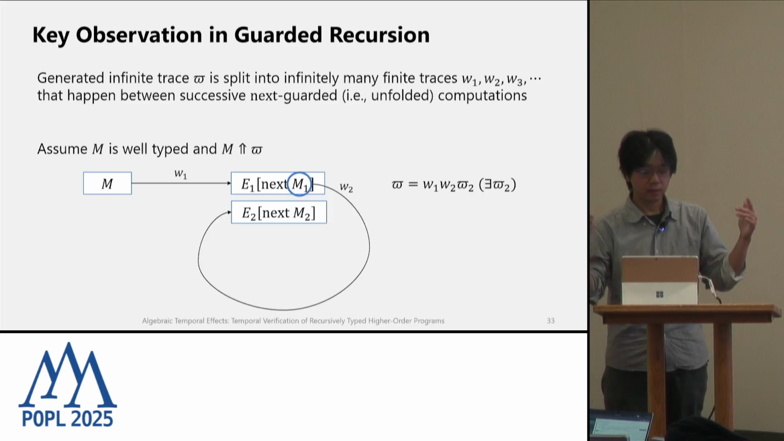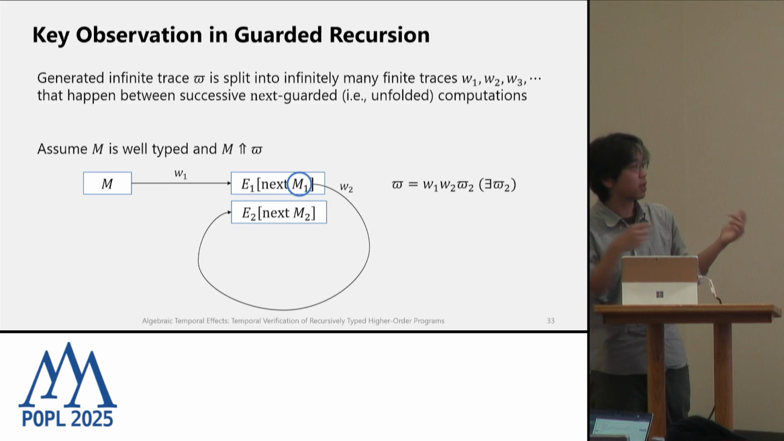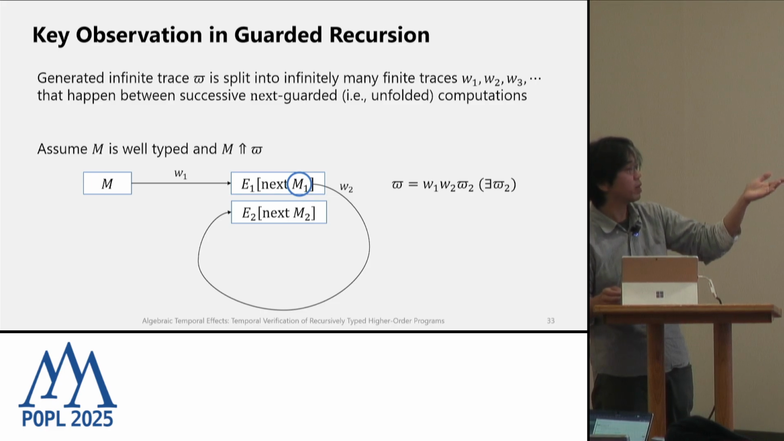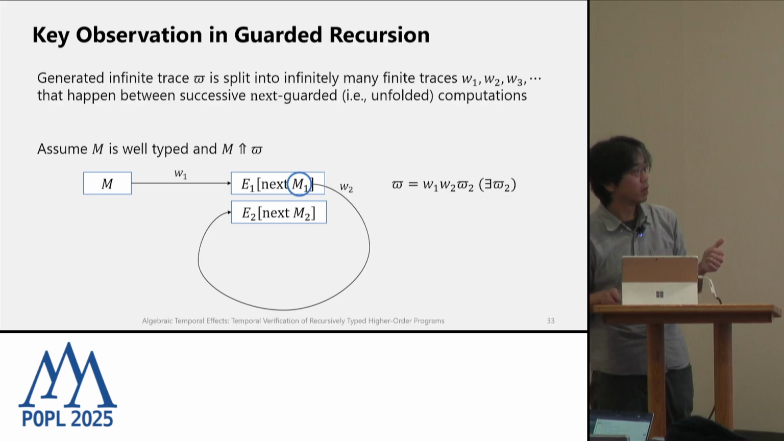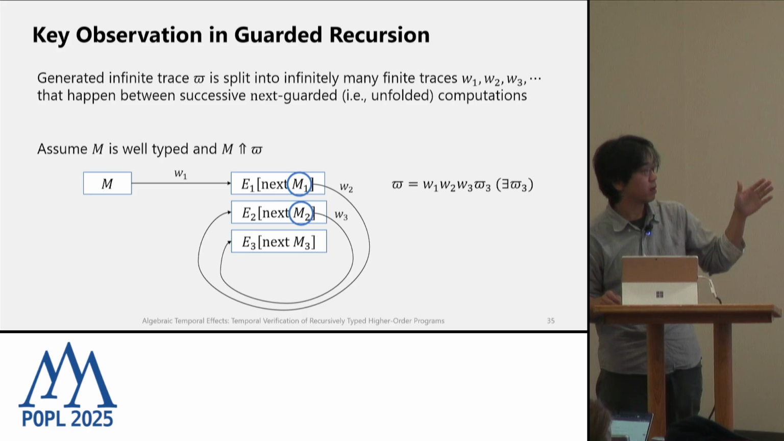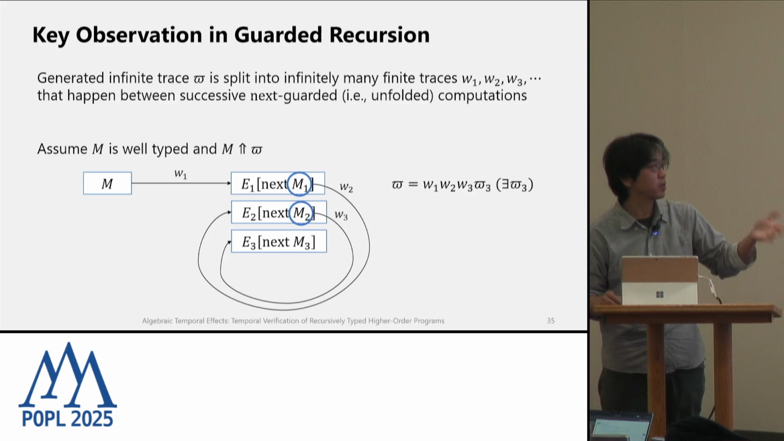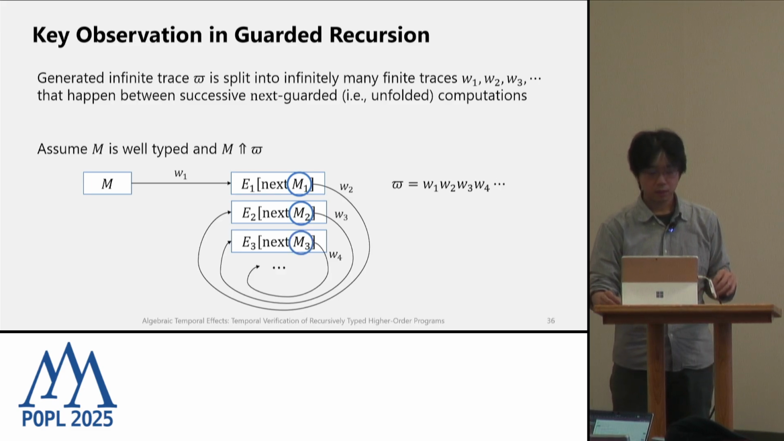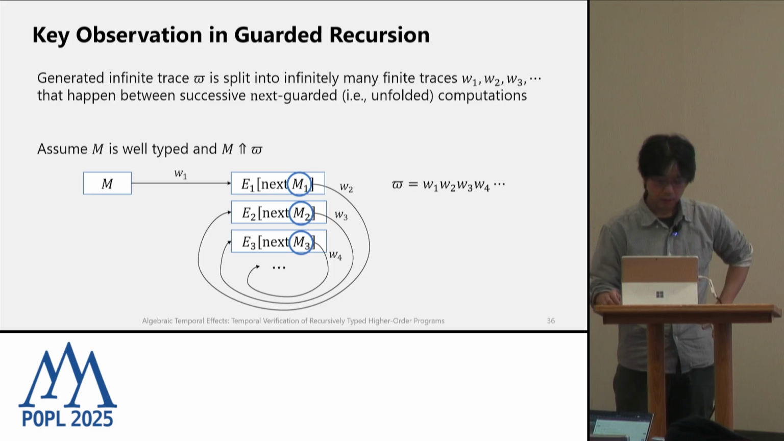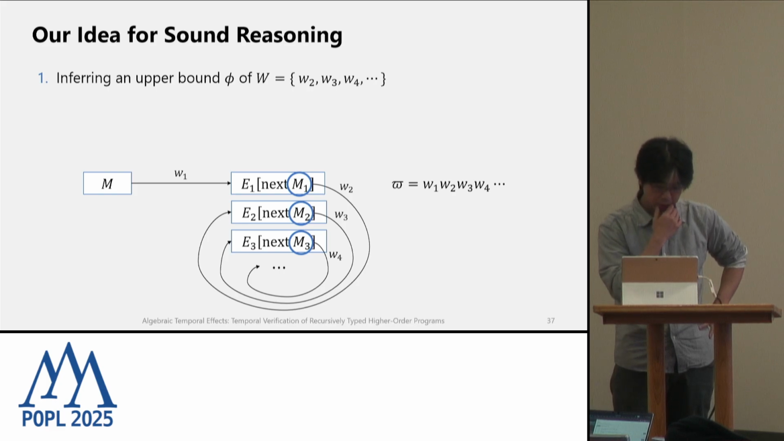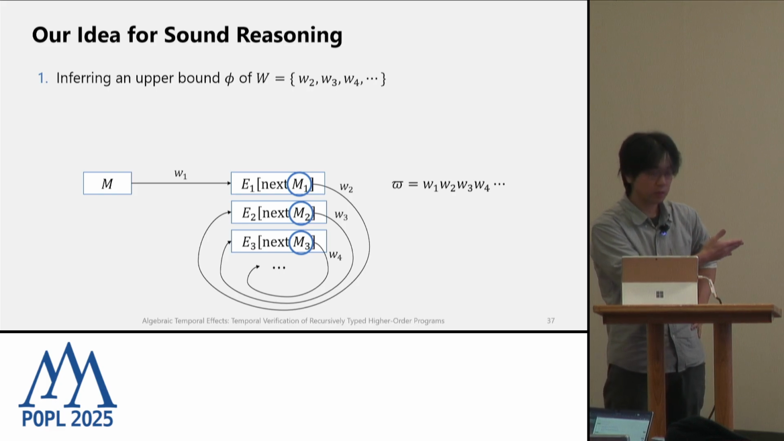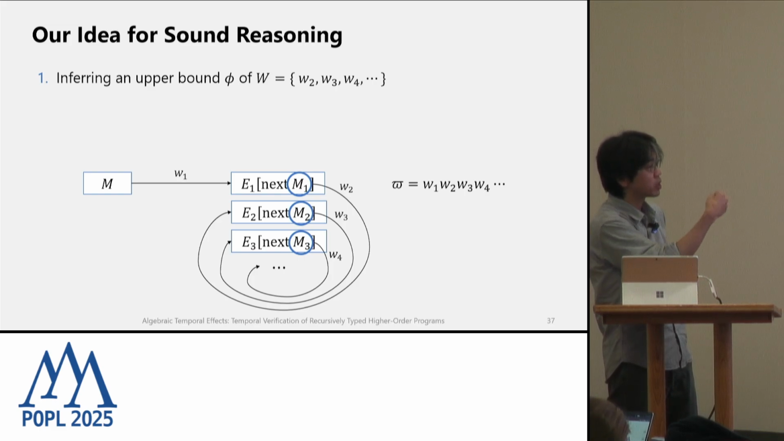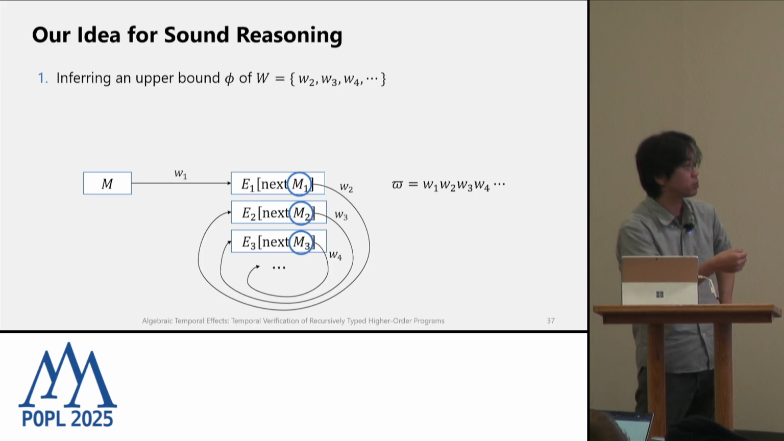And again, the evaluation of M1 reaches a similar form like this one. So here, the argument M2 of the next constructor is also non-terminating. And by this divergence behavior, the infinite behavior of programs in guarded recursion, this process is repeated. So we can structure infinite behavior using guarded recursion types.